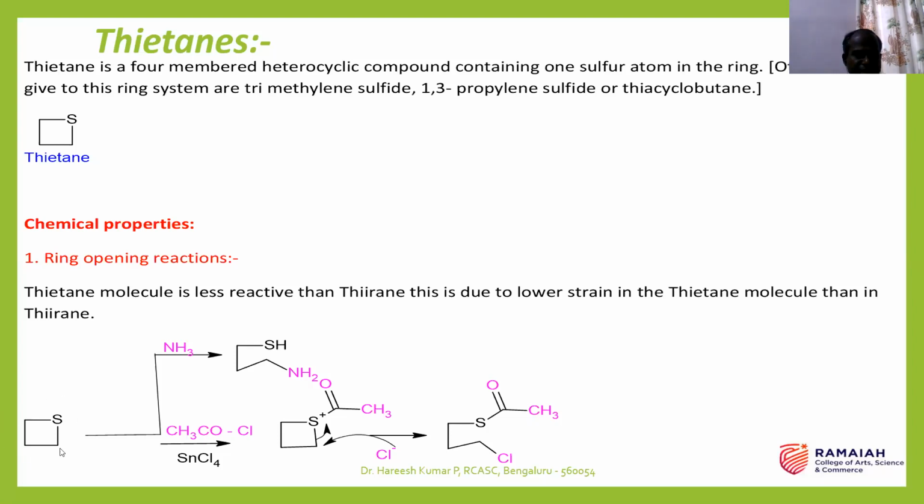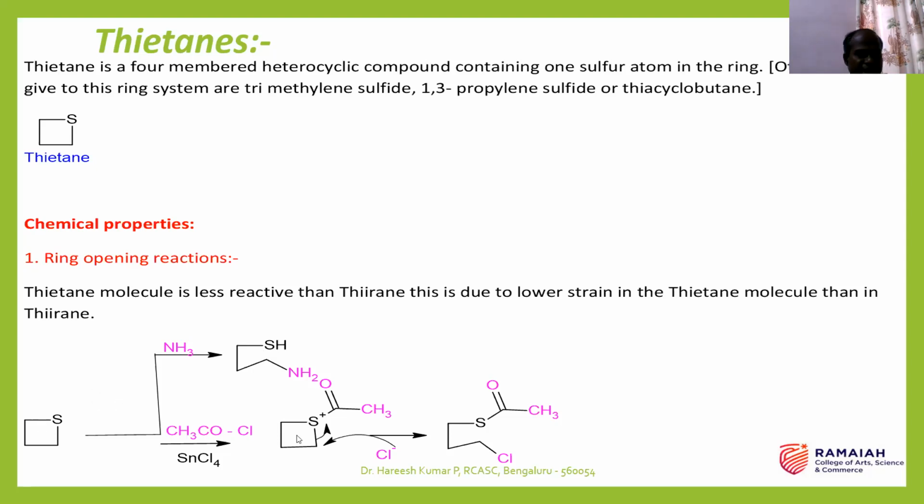This one is called thietane, and when it is treated with an amine, which is a nucleophile, it can attack this carbon as well as this carbon, forming an aminothiol. Aminothiol is the general name for this molecule. If you look at it by a particular name, numbering 1, 2, 3, 3-mercaptopropylamine is the IUPAC name of this molecule.